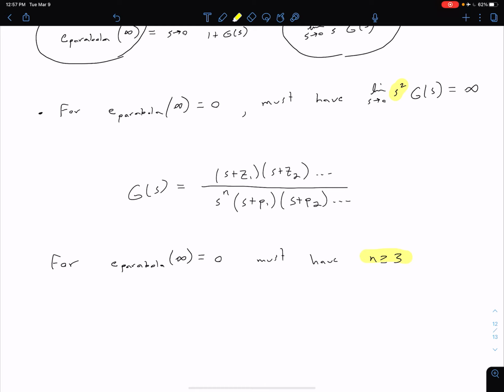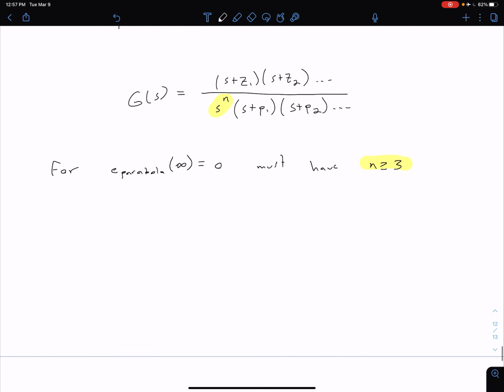And so what that means is that basically we need this s squared, which is shown right here, to be canceled out by this so that our g of s isn't going to 0. And so if we have s cubed, then it's going to cancel out that s squared and still have an s in the denominator, such that our limit as s goes to 0 of this expression up here is going to be equal to infinity.